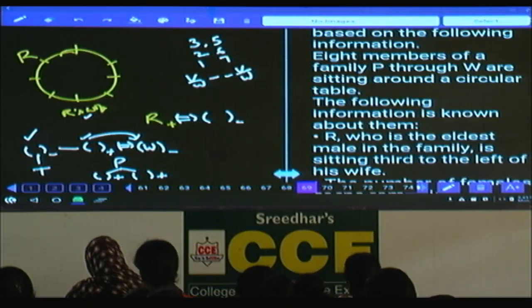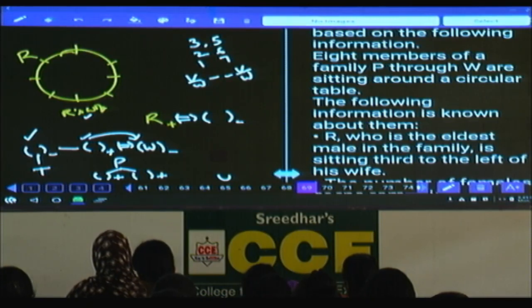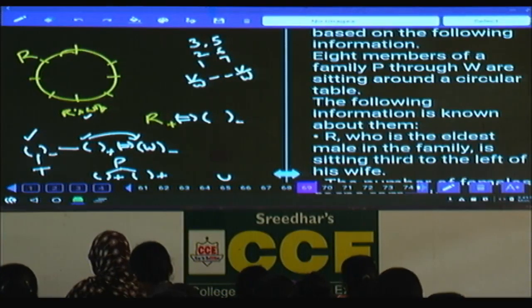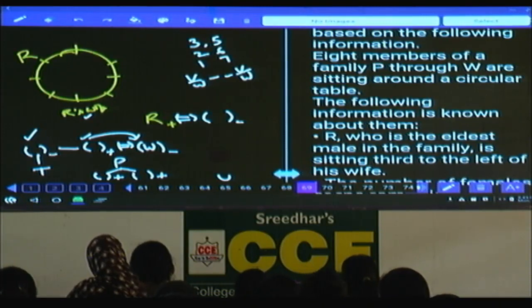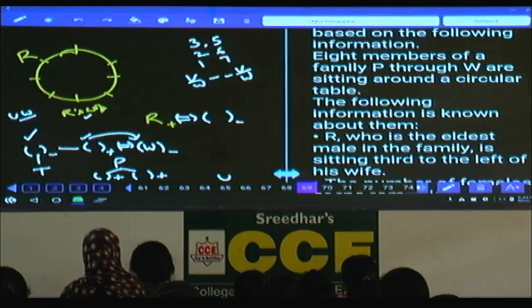U is youngest. As U is youngest, where should this U be? U must be at the third place, third generation. U is youngest and is not V's son. U is not V's son and is sitting adjacent to W. Now U and W are adjacent to each other. There are three married couples in the family.